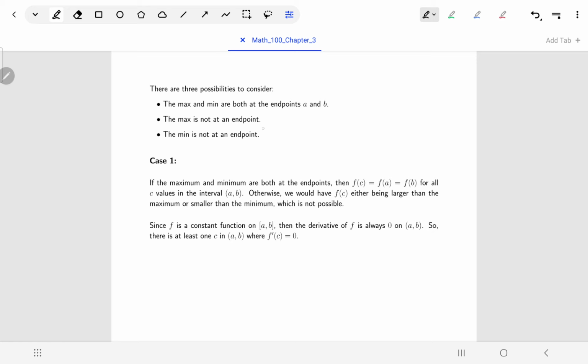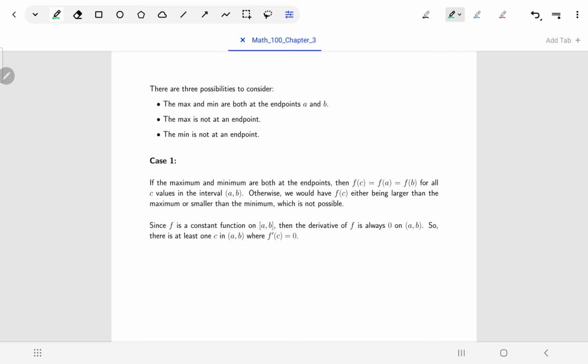So really, we only have to look at these three options. What if the max and min are both at the endpoints? What if the minimum's not at an endpoint? What if the maximum is not at an endpoint? And if we can show in all three cases we've got a place where f prime is equal to 0, then we've done our proof. So now let's think about the first case.